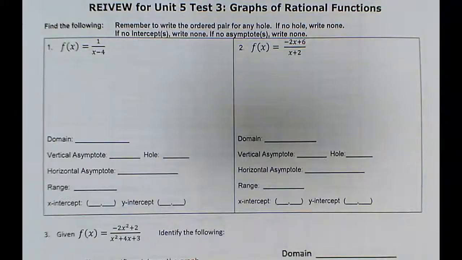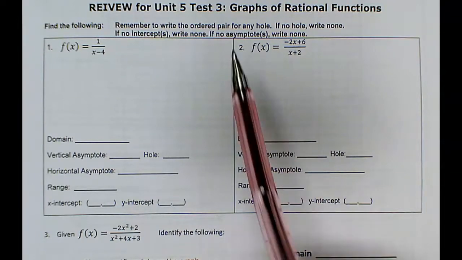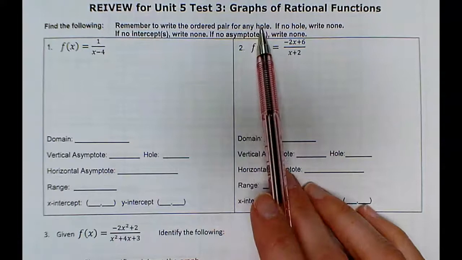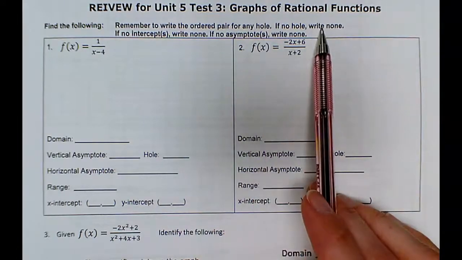Hi folks, today we're going to talk about the review for the Unit 5 Test 3 that focuses on the graphs of rational functions. For number 1 and number 2 it says find the following, but remember to write the ordered pair for any holes. So in x comma y. If there's no hole, write none.